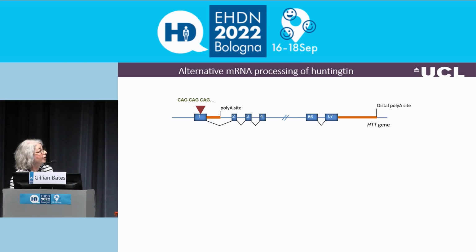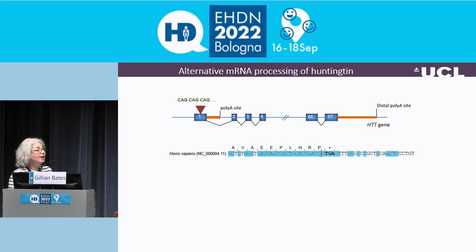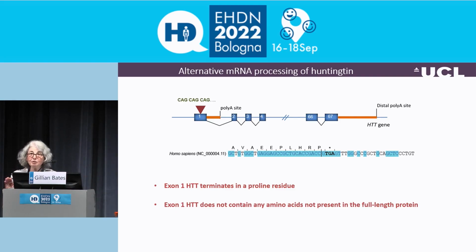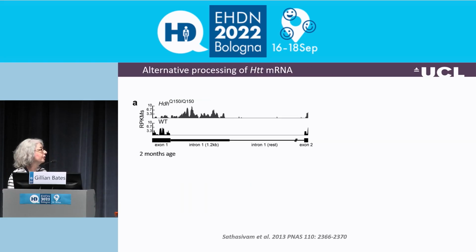So we're proposing that transcription terminates in intron 1 and activates cryptic poly-A sites. And this is the sequence of exon 1. This is intron 1. If exon 1 splices to exon 2, the first base of exon 2 completes a proline residue. If it doesn't splice, the first base of the splice donor completes the proline residue followed by a stop codon. So this exon 1 protein that's made terminates in a proline residue and it does not contain any amino acids that are not present in the full-length protein.